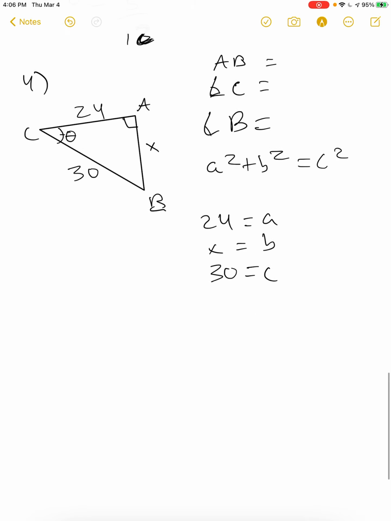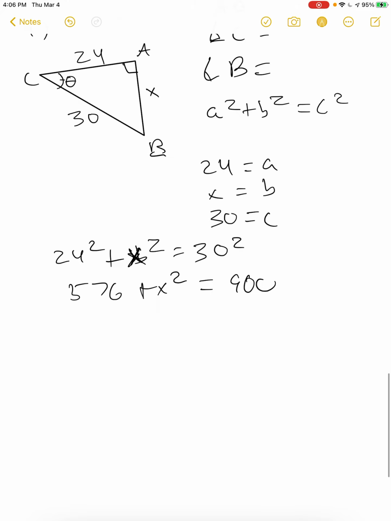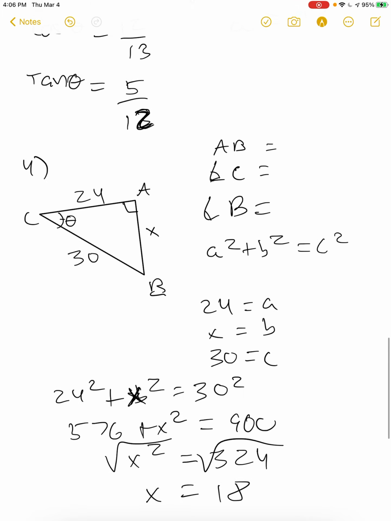So now we can do what we've done above. 24 squared plus B squared, or x squared, is going to equal 30 squared. And when you do this, you're going to get 576 plus x squared is going to equal 900. Now, when you subtract that, you're going to get that x squared is equal to 324. When you take the square root of that, you're going to get that x is equal to 18. So side length up here, AB, is going to be 18.